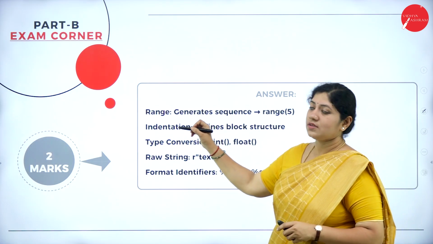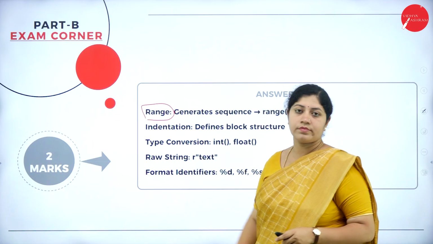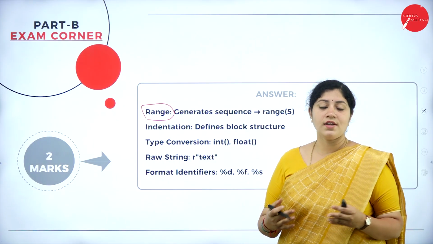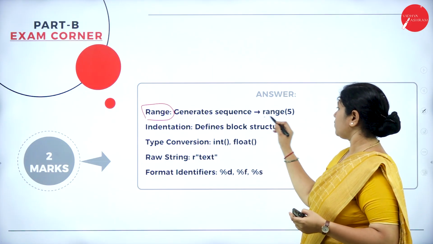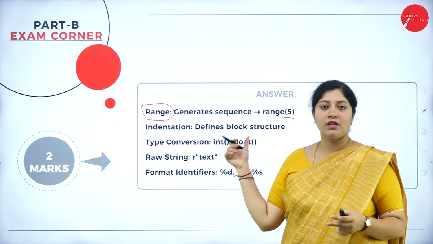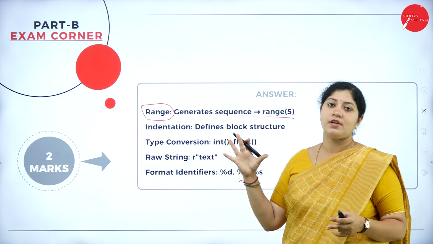So what are the things? First thing is range. Range of is a keyword that is utilized to generate sequences. For example, range of 5. By giving this keyword, it will automatically generate a sequence of 5 numbers.